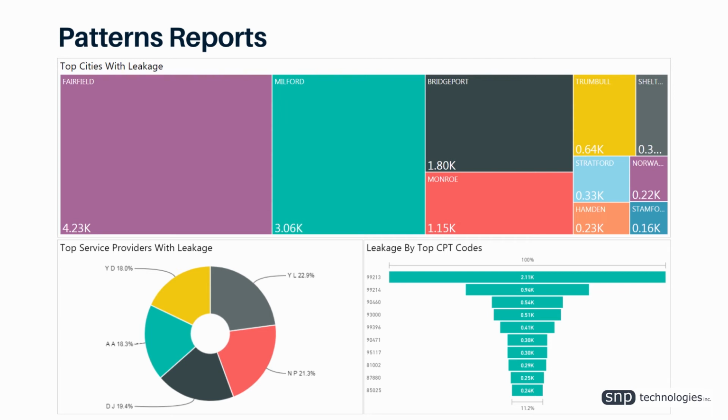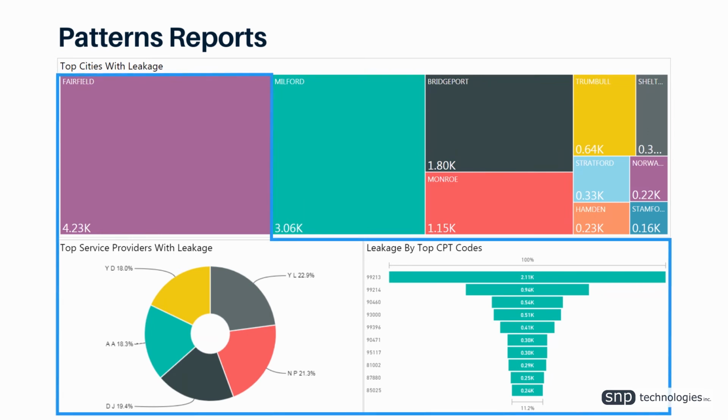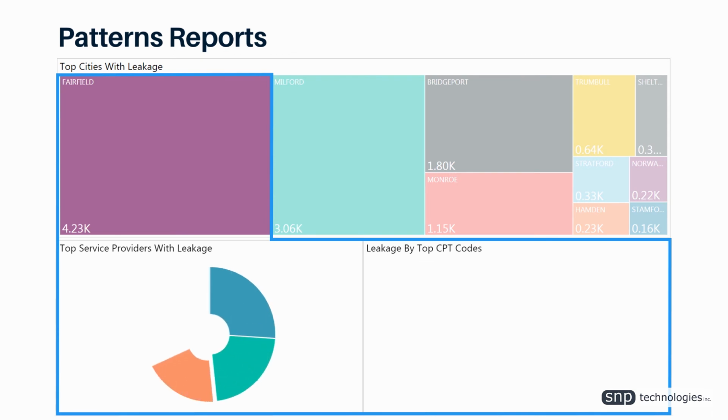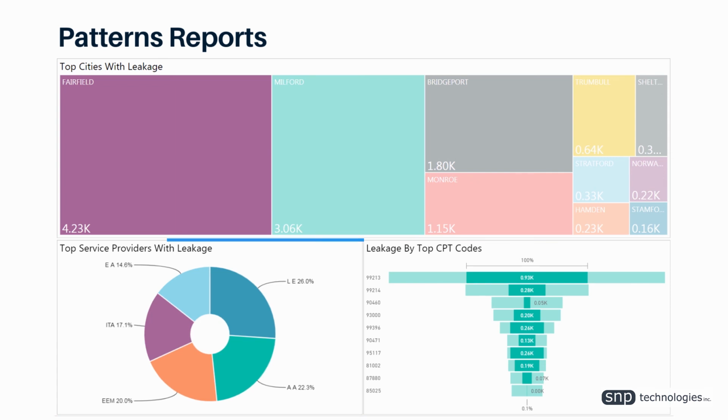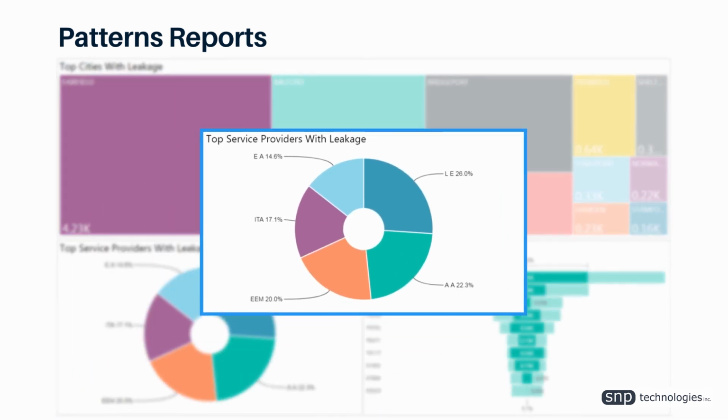Each report is interactive. Phil and Kristen can click on data points in any of the 3 reports to filter all reports by that data point. For instance, they see that the city of Fairfield has the highest leakage. They click on Fairfield to filter the other 2 reports to show the top 10 values where the patient's city of residence is Fairfield. As a result, Phil plans to discuss potential reasons for out-of-network referrals with the top providers of service to these patients from Fairfield.